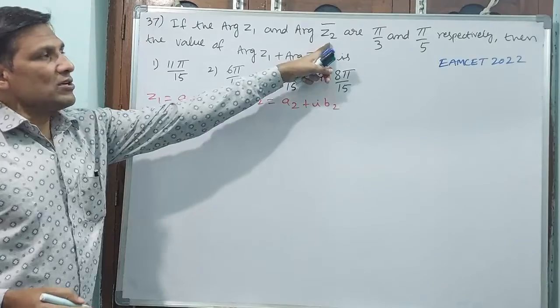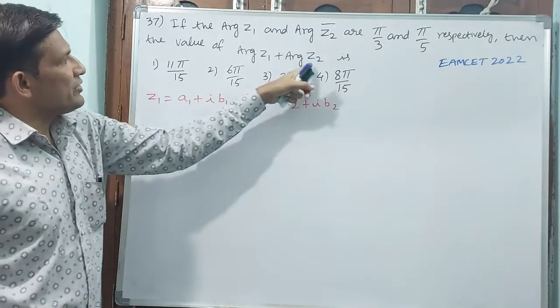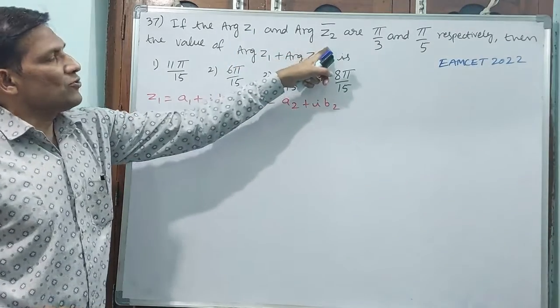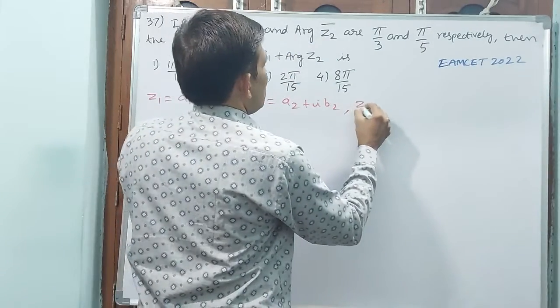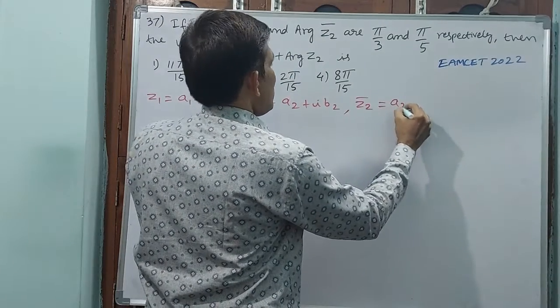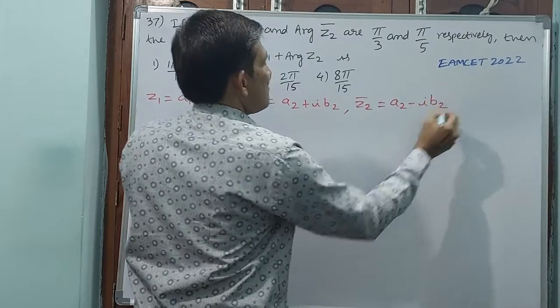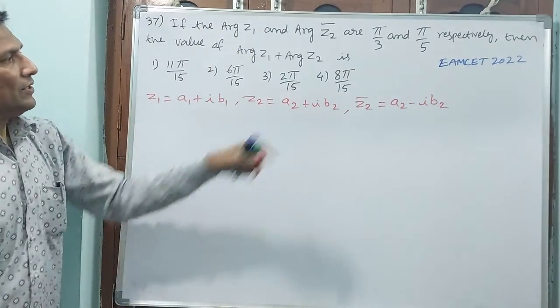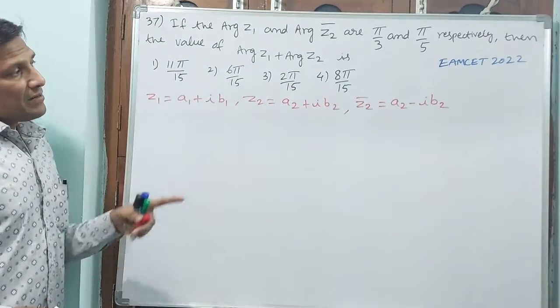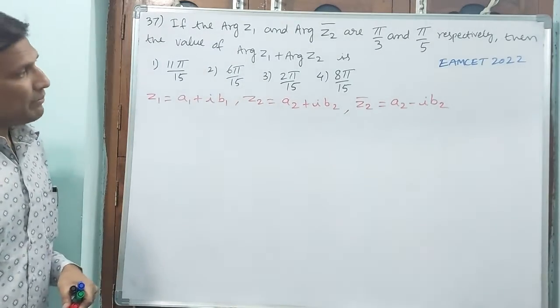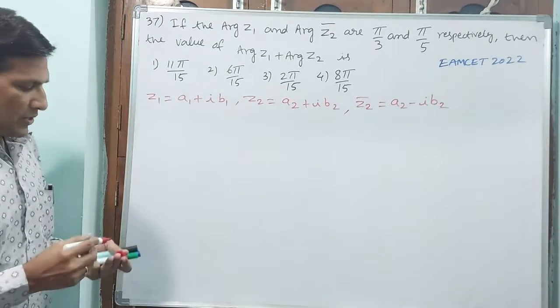But we require the conjugate of z2 also. Why? Because they have asked for z1 and also z2 conjugate, so we will write z2 conjugate. Conjugate of z2 is equal to a2 minus ib2. Is it okay? Minus ib2 means the imaginary part is minus b2. That you take note.